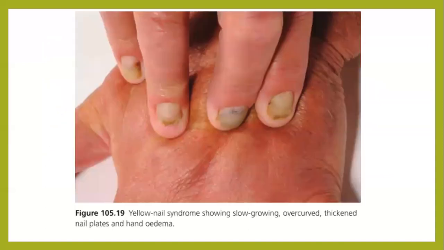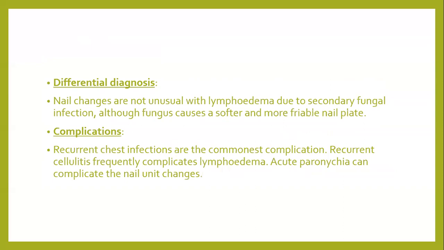So this picture shows yellow thick nails which are slowly growing and overcurved, with hand edema. The differential diagnosis. Nail changes are not unusual with lymphedema due to secondary fungal infections, although the fungus causes a softer and more friable nail plate. So you would know that in case of fungal infections, the nail plate is easily sloughed off. It is not as hard and tough as it is in yellow nail syndrome.